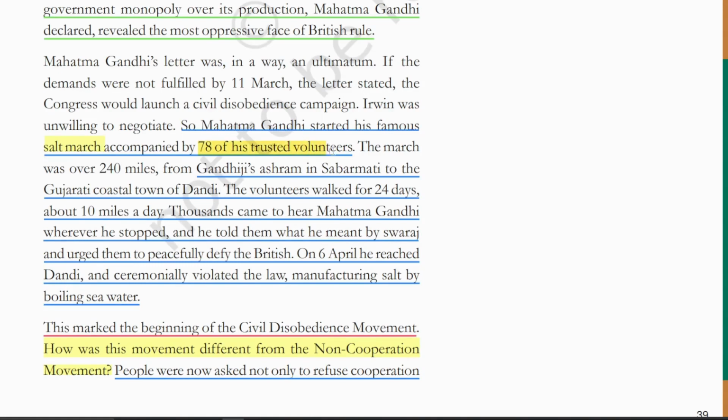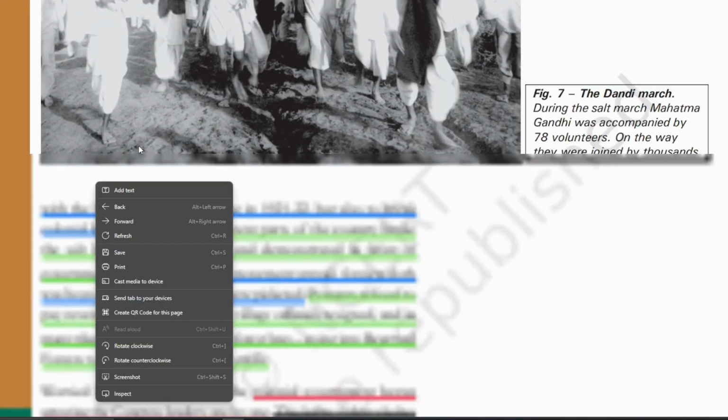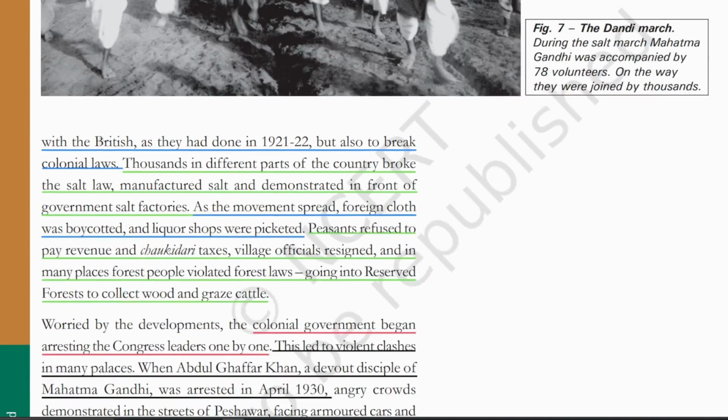Mahatma Gandhi with only 78 of his trusted volunteers. Very important. This chapter can come as a 6, 7, 8 marker. 8 marks in total, not like an 8 marker directly. Chowkidari taxes, pay revenue.